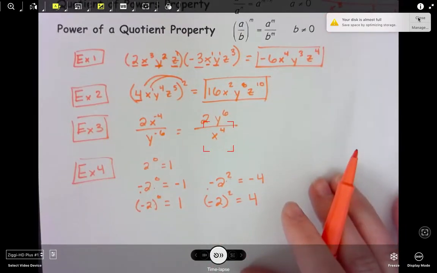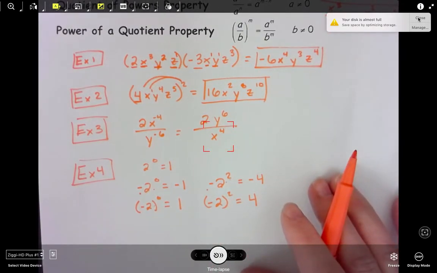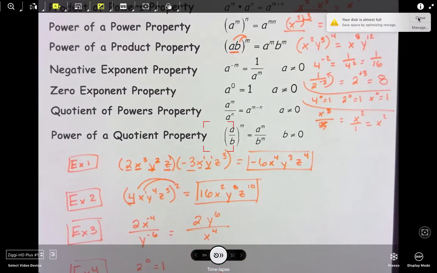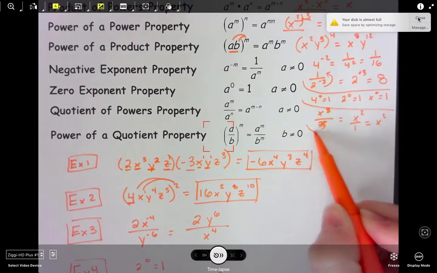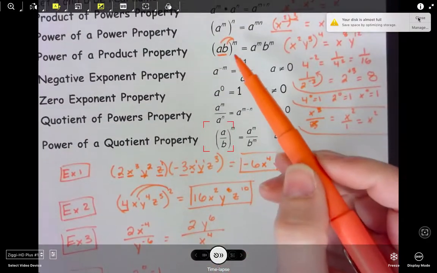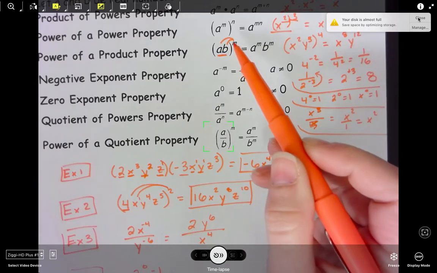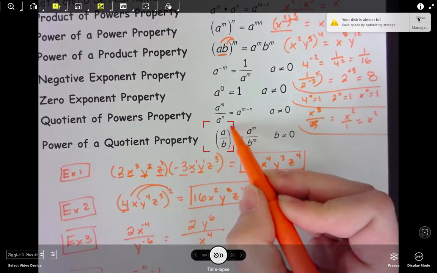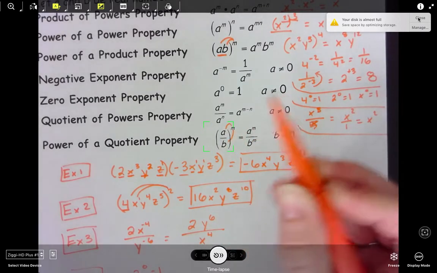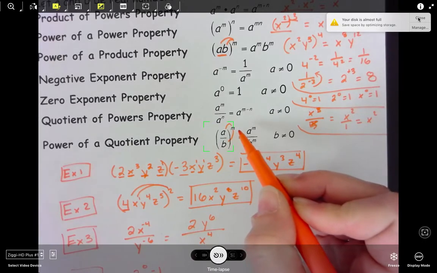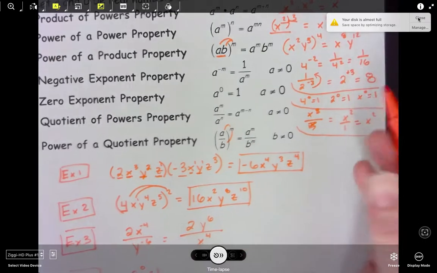Actually, let's go over this next property, and then I'll give you a harder example. So this one here says it's kind of similar to the power of a product property where you distribute that exponent. This one you're distributing the exponent also. So even though you have a numerator and a denominator, that power of m, whatever m might be, is going to go for both the top and the bottom.